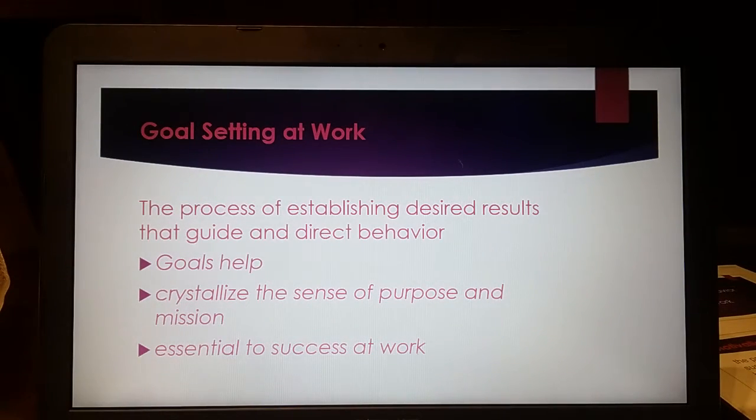Okay, so we'll talk about setting goals at work. The bullets on here are kind of odd. I'm sorry about that. So you establish desired results that guide and direct behavior. Goals help to crystallize the sense of purpose and mission that people need to have at work. You need to have a goal. You need to know what you're working for.